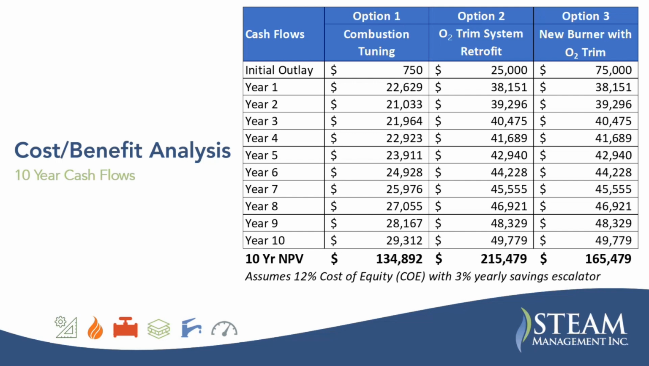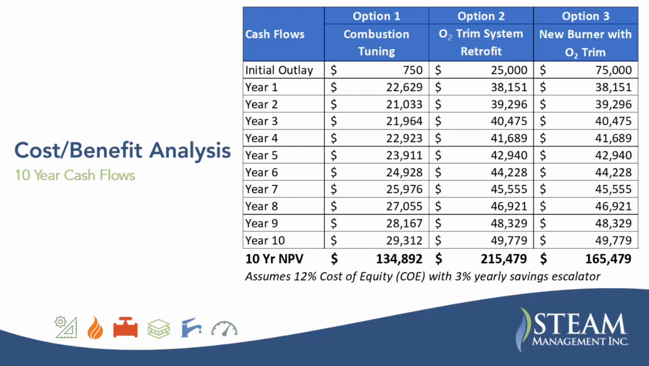So here are the 10-year cash flows. Option 1 is your combustion tuning, so your initial outlay is $2,500 minus the incentive, $750. Option 2 is your project cost minus incentive, $25,000. This is an O2 trim system retrofit. And then option 3 is a completely new burner. We didn't put that in the solutions, but it's the same savings calculation as the O2 trim retrofit.